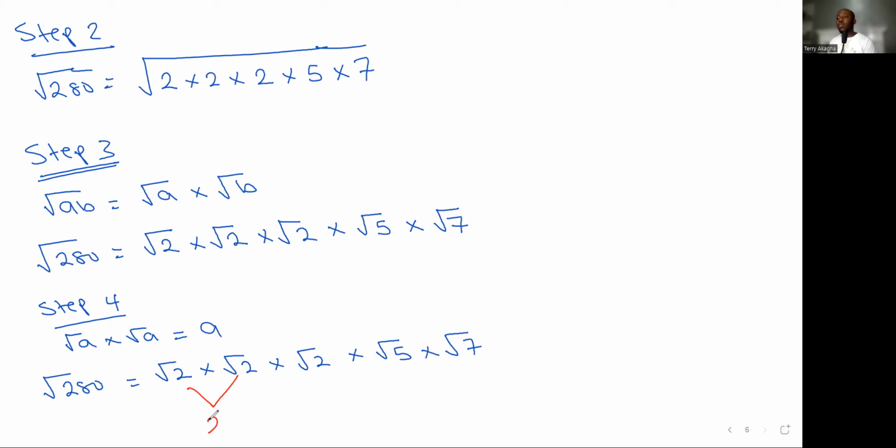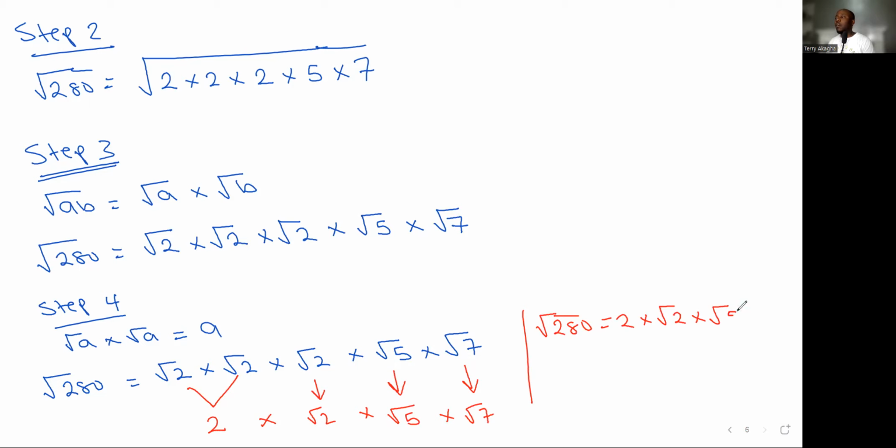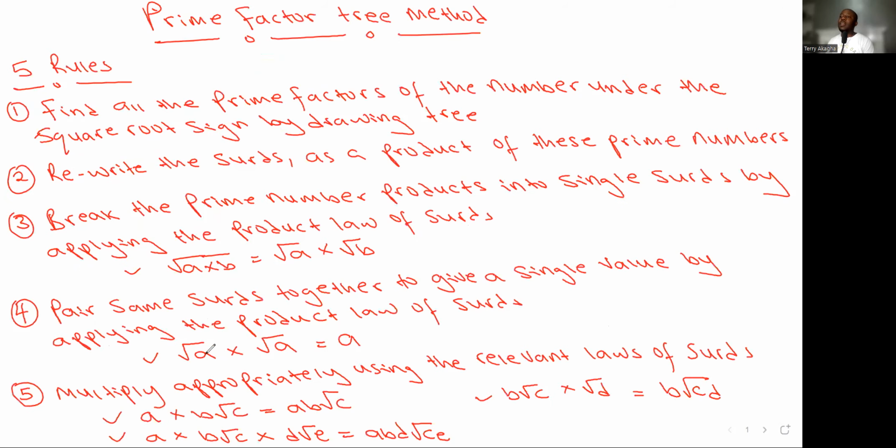This times this will give us 2. We have another pair again, so you just bring down this, square root of 2. No pair, you just bring down this times square root of 5. And there's no pair again, you just bring down this times square root of what? 7. So what we are having now is square root of 280 is equal to 2 times root 2 times root 5 times what? Root 7. Now the last step, step 5, said then you now multiply appropriately. So let's go back.